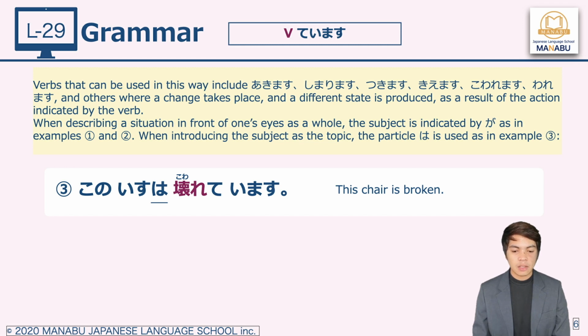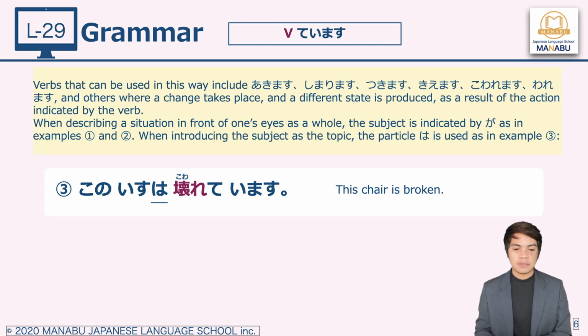Example number 3. Kono isu wa kowarete imasu. The chair is now broken. So this is describing a situation in front of one's eyes as a whole. So you will use the particle ga, just like our example 1 and 2. But now, when introducing the subject, in this sentence, the isu, the chair, as the topic of the sentence, the particle wa is used. So, kono isu wa. So, talking about this chair.